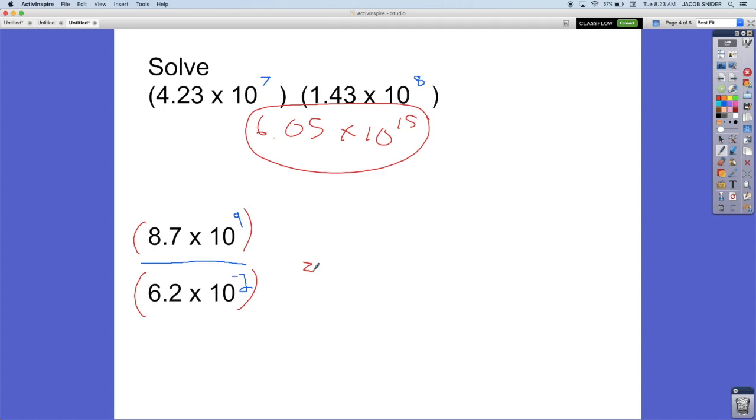So I plug that in, I get 1.4. You put 0.40 if you want, times 10 to the 11th power.